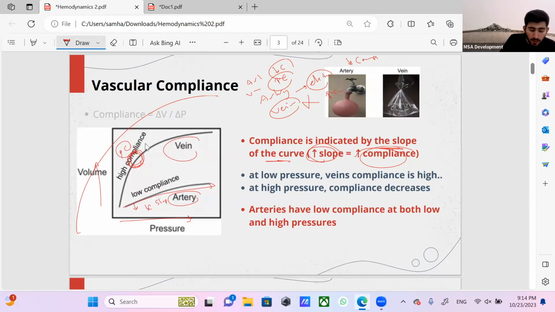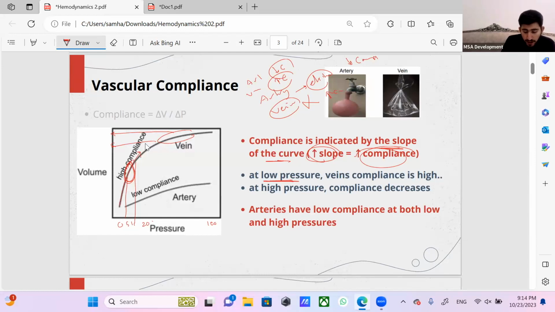Now, one important note about the graph of the veins, please look. Here at the beginning, let's say this is the blood pressure from 0 to 100. Here, from 0 to 20, you can see how much the blood volume is increasing dramatically. Like from 5 to 10, look at this big increase, okay? But here, from 20 to 100, look at the increase of blood volume. It's not much. So we must notice two things.